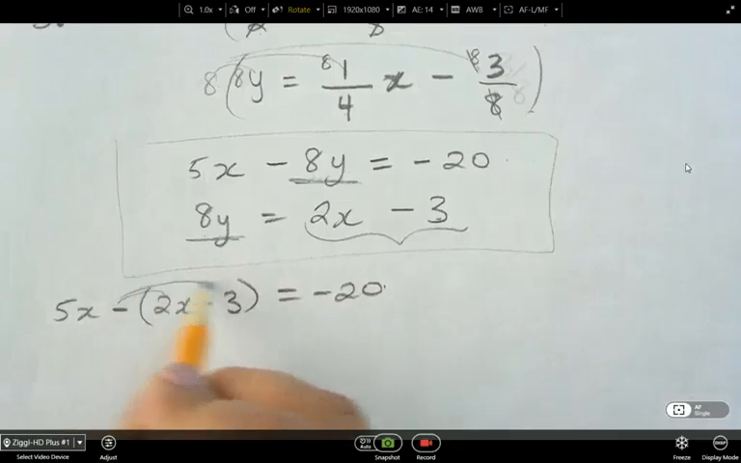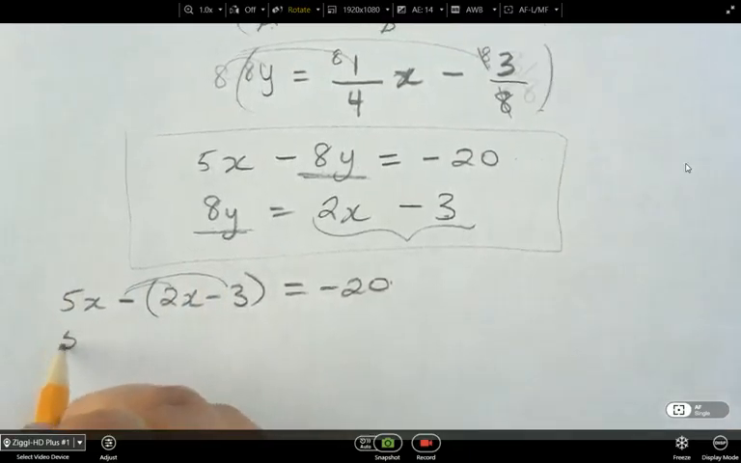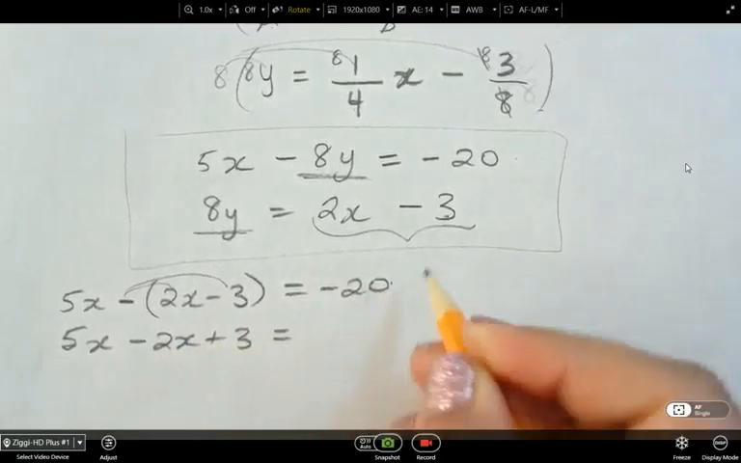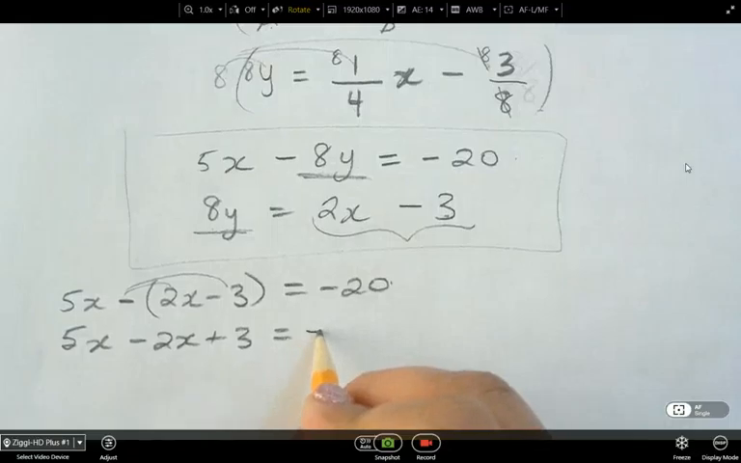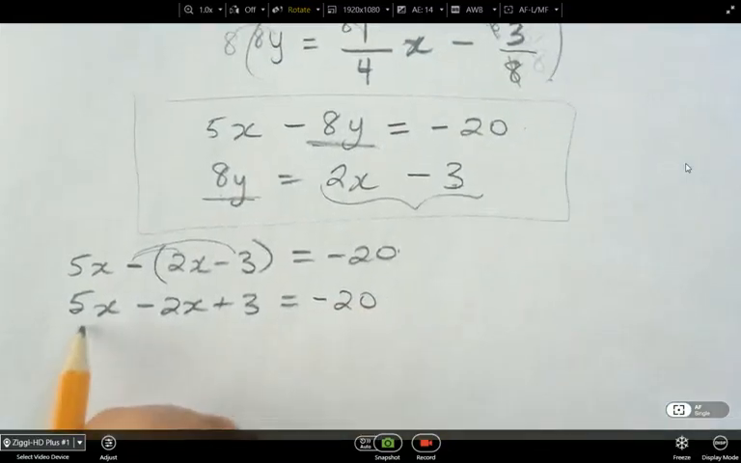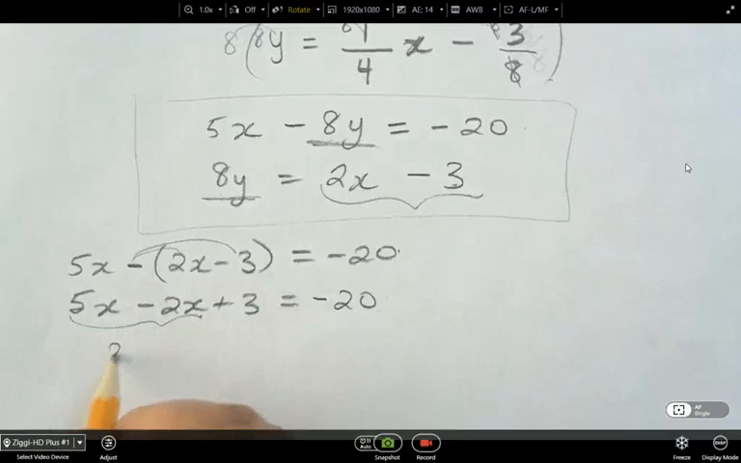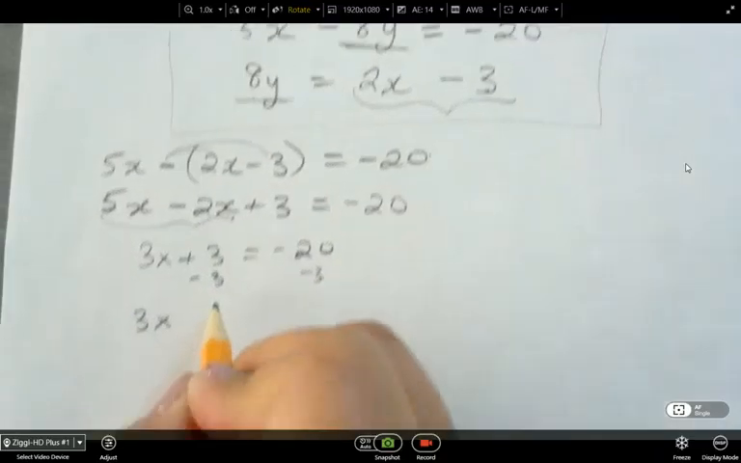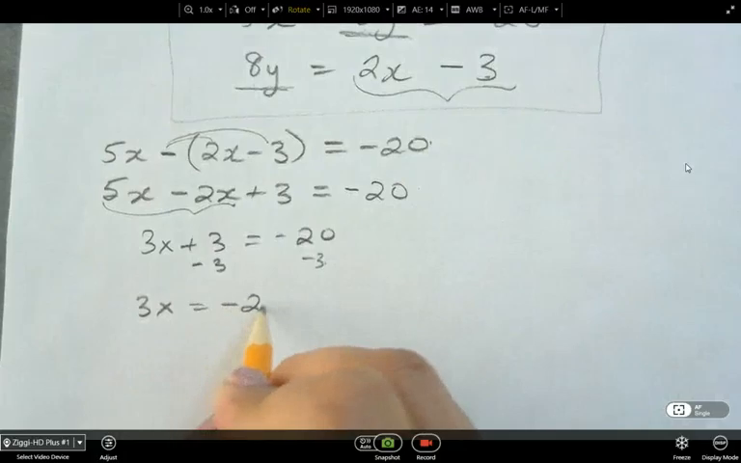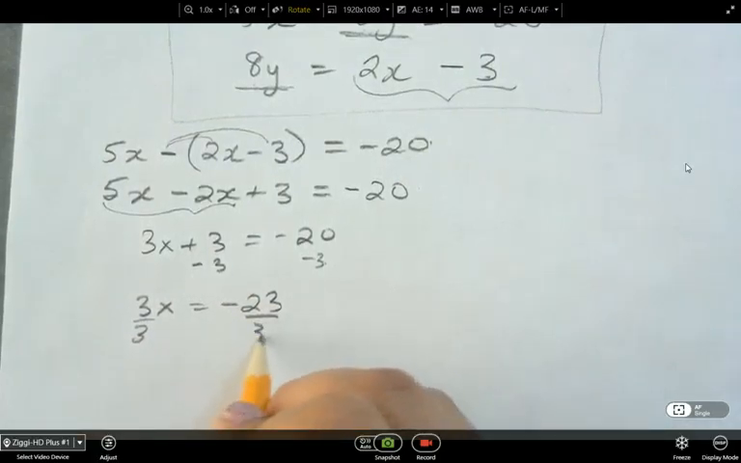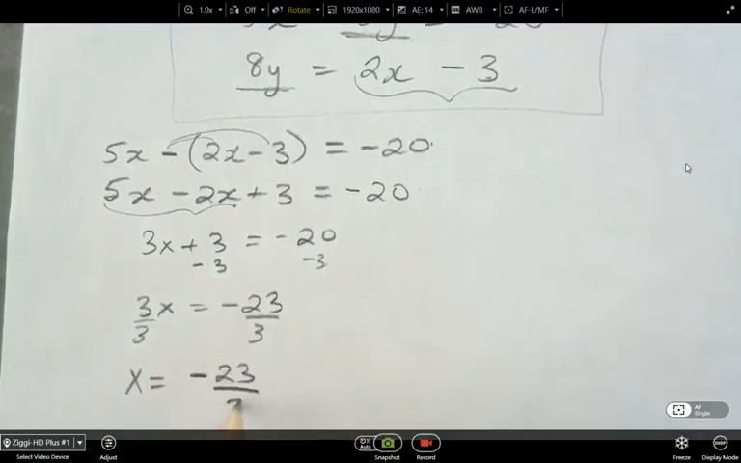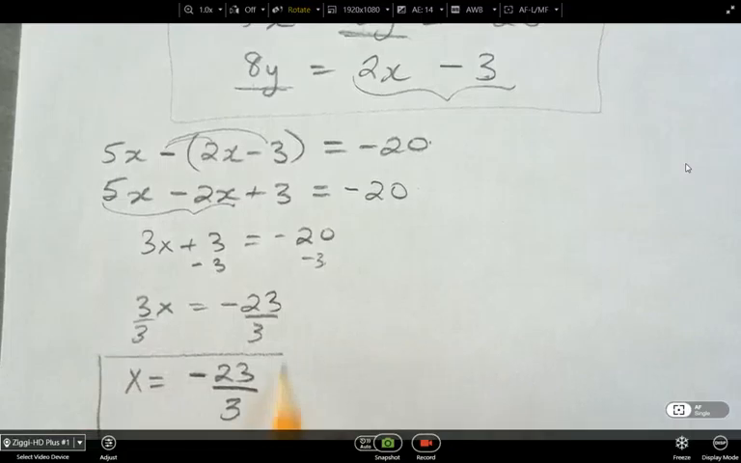And what do I need to remember to do with that negative? Distribute. Okay, so I've got this now: 5x minus 2x plus 3 equals negative 20. So let's simplify, combine like terms: 3x plus 3 equals negative 20. Subtract 3 on both sides. 3x equals negative 23. Divide both sides by 3, and we get x is equal to negative 23 over 3. Okay, so that's part of my answer.